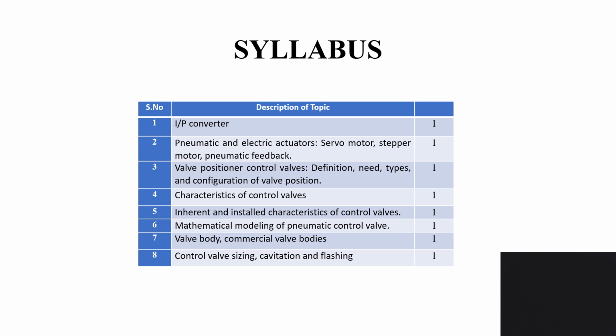We'll also be exploring the valve positioner and control valve. A valve positioner is actually the control valve with feedback. We define that as a valve positioner, along with the characteristics of the control valve. Actuators are also called control valves. We'll explore the inherent and installed characteristics of control valves, the mathematical model of a pneumatic control valve, valve body, commercial valve bodies, control valve sizing, cavitation and flashing.